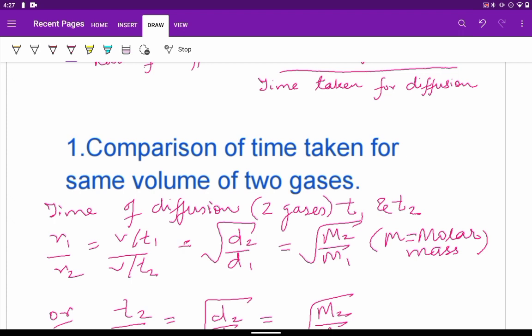Then R1 by R2 is given by V by T1 divided by V by T2. R1 is V by T1, where V is the total volume which has diffused, and this V is common for both because it is the same volume. So it is V by T1 divided by V by T2. And we know that R1 by R2 is equal to the square root of D2 by D1. So V by T1 divided by V by T2 will also be equal to the square root of D2 by D1. That can also be related to the molar mass as equal to the square root of M2 by M1.